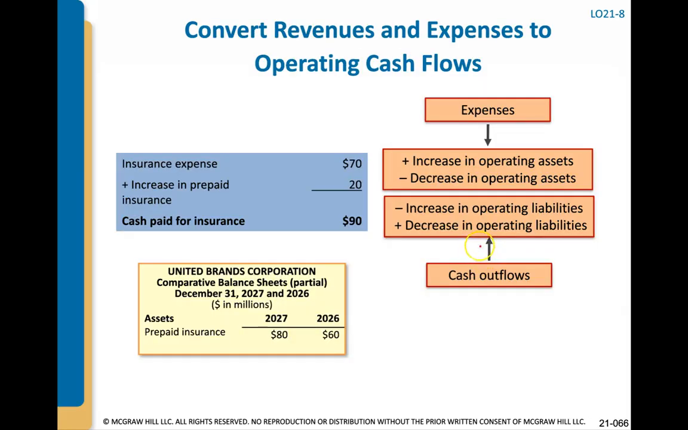And then the third way you can do this is using the cheat sheet. Here's my expense, my insurance expense from my income statement. I had a $20 increase to my prepaid, which is an asset, so an increase in an operating asset. I'm going to add that increase. So I'm going to add that 20, and there's my $90.